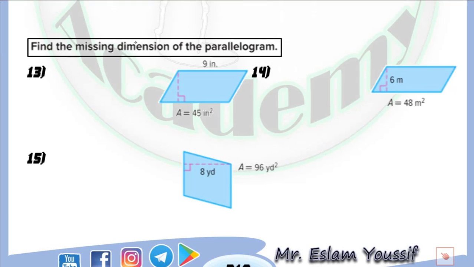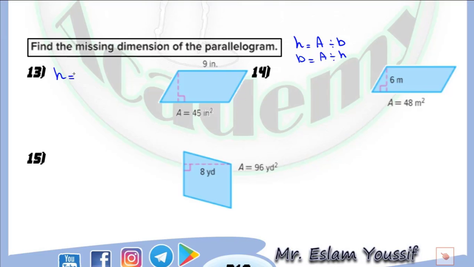In this part of the lesson, we need to find the missing dimension of each parallelogram. So in question number 13, we need to find the value of the height, because we know the length of the base and the area. The height will be equal to the area divided by the length of the base. And if we need to find the base, it will be equal to the area divided by the length of the height. So now we need to find the height.